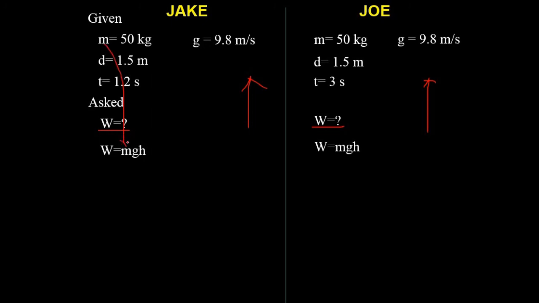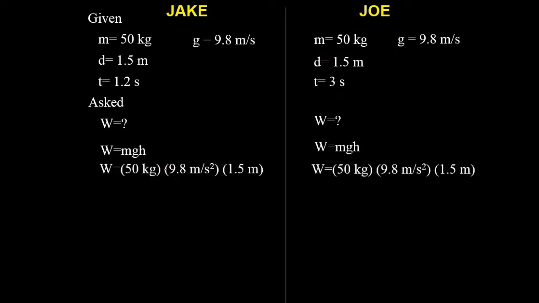So do we have mass? Yes. Do we have gravitational acceleration here? And do we have the height or the distance? Yes. Well and good. It's the same thing here. Now, pure substitution: 50 kilograms for the mass, 9.8 meters per second squared for the gravitational acceleration, and for the height or distance, 1.5 meters. The same thing with Joe. So the question is, who has done more work? Yes, they both have an equal work done. They do the same amount of work, which is 735 joules.